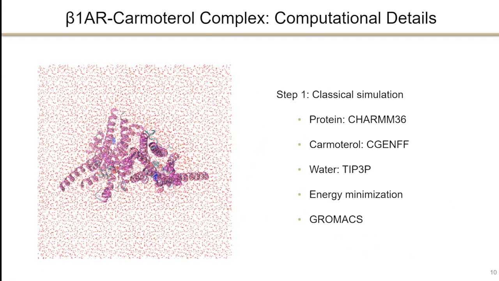Okay, now I will guide you through what I'm doing with the molecular simulations. First, I start with a classical simulation. In particular, for this system, for the protein I use the CHARMM36 force field. For the ligand, I use the CHARMM general force field. For water, I'm using TIP3P. And for these preliminary results, I just did an energy minimization. And for all this work, I use GROMACS.